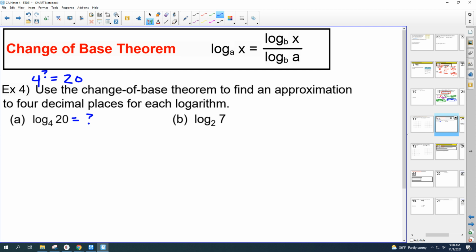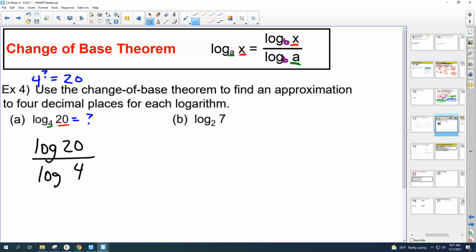But how you would use this change of base theorem is, notice the pattern: see how this x is on top, and this a is on the bottom? Pay attention to that pattern. You have to put it in that order. So see how this 20 is on top and this 4 is on the bottom. We're going to use the change of base formula, which is going to say log 20 over log 4.